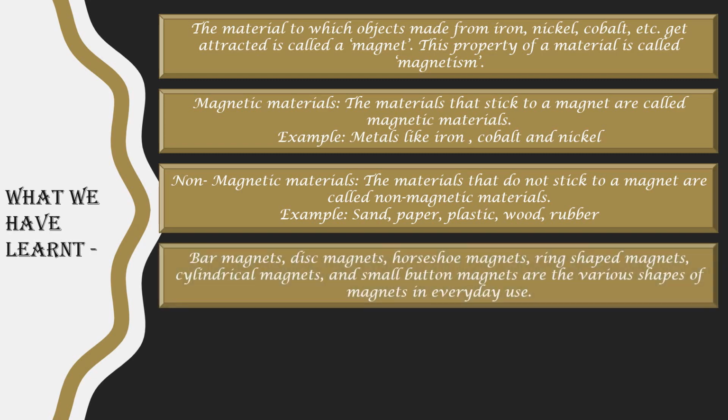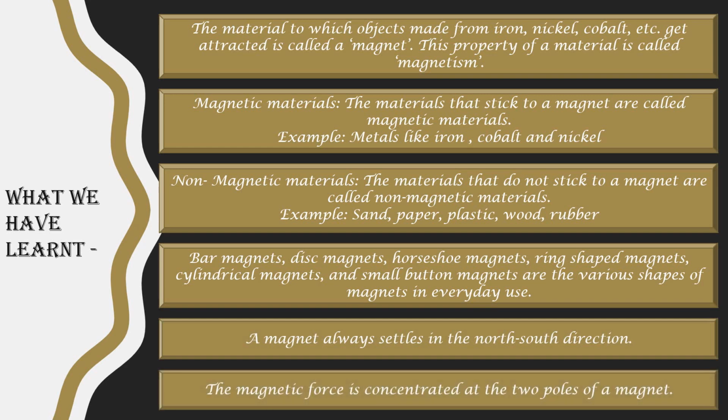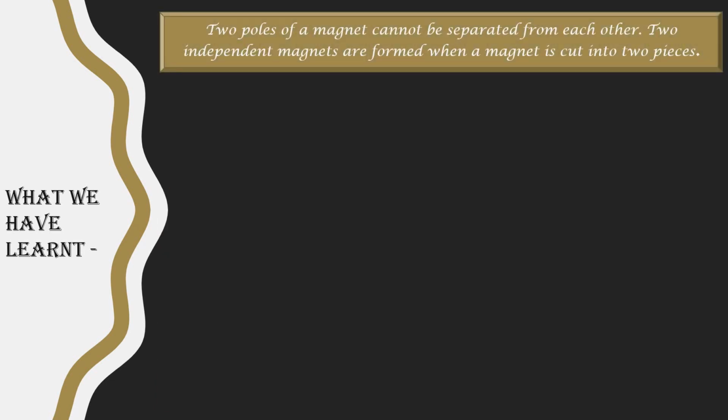Bar magnets, disc magnets, horseshoe magnets, ring-shaped magnets, cylindrical magnets, and small button magnets are the various shapes of magnets in everyday use. A magnet always settles in the north-south direction, and the magnetic force is concentrated at the two poles of a magnet. The two poles of a magnet cannot be separated from each other. Two independent magnets are formed when a magnet is cut into two pieces.